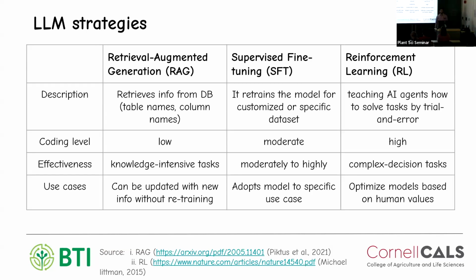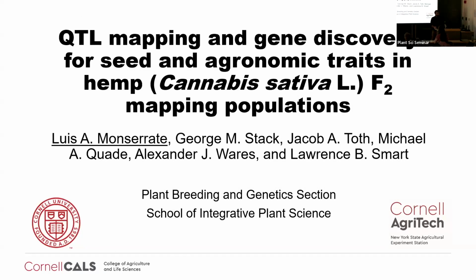Yeah, that's it. So my name is Monserrate. I'm a four-year PhD student in Larry's lab in Cornell Agritech in Geneva. And today I would like to do an updated summary of my work on mapping QTL and identifying candidate genes for seed and agronomic traits in hemp F2 micropopulations.